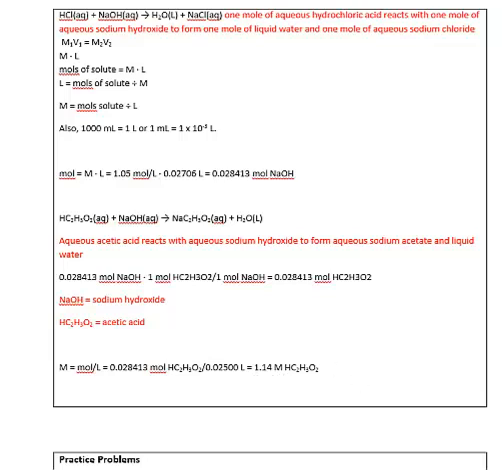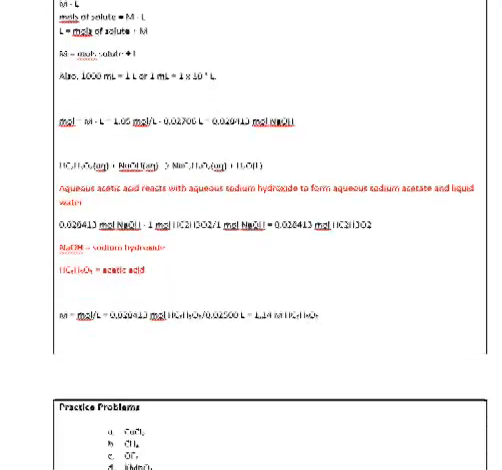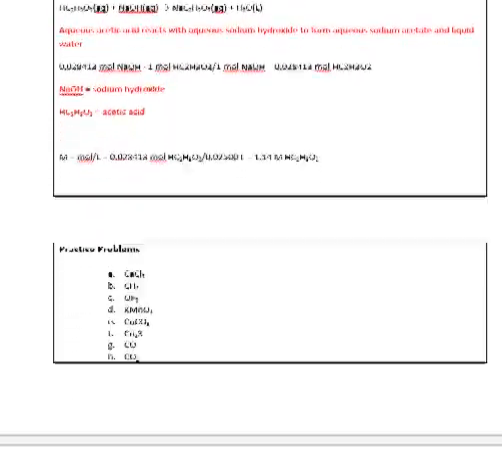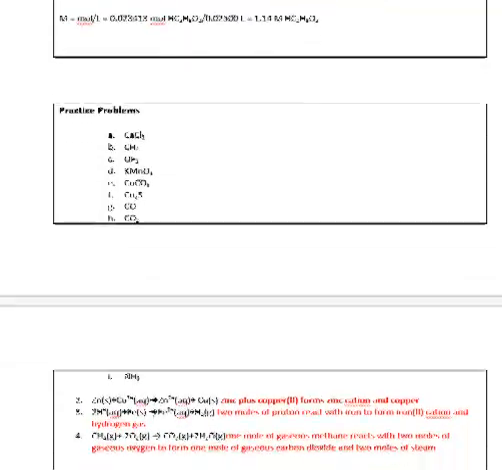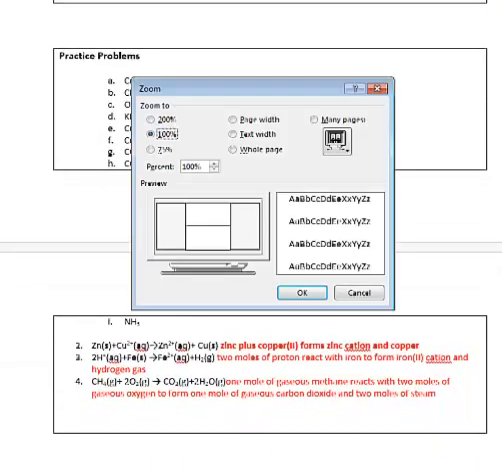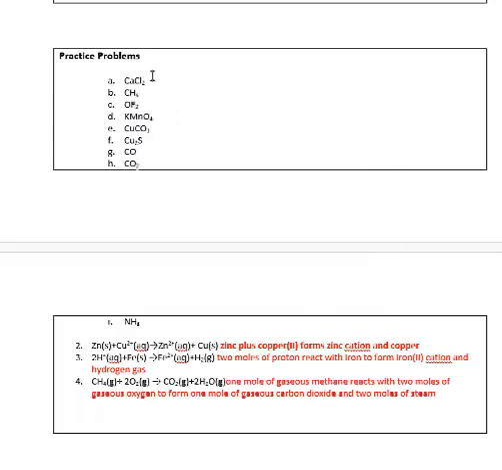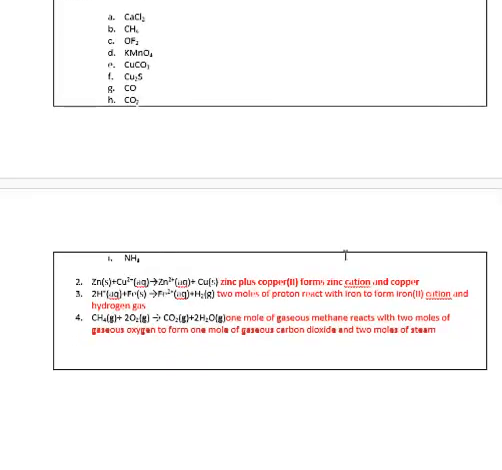Okay, molarity equals moles per liter equals 0.028413 moles acetic acid divided by 0.02500 liters equals 1.14 molarity or molar acetic acid. Now down here in the practice problems, I've been thinking about how to name this. I would rather not name these because in some of these, if I give the name, I'll also give the oxidation number. So I would just say CaCl2, CH4, OF2, KMnO4, CoCO3, CO2S, CO, CO2. Even though they know the names, NH3, I'd rather just say it like that, because here if I say copper 1 sulfide, that'll give them the answer.